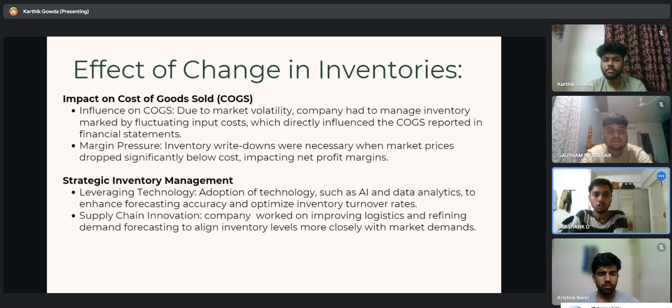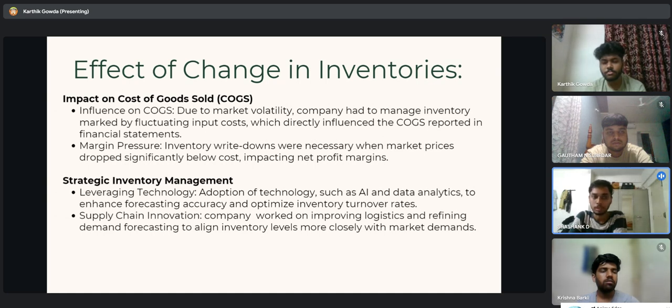Then comes the impact on cost of goods sold. The company has to manage the inventory against market fluctuation in input costs, which directly influences the cost of goods sold reported in the financial statement. As we know, when we are having high costs, the company has to maintain the inventory bought when the cost of the raw materials was low, so that the company can make more profit when the cost of goods is higher. So this may help us to make some financial benefits.